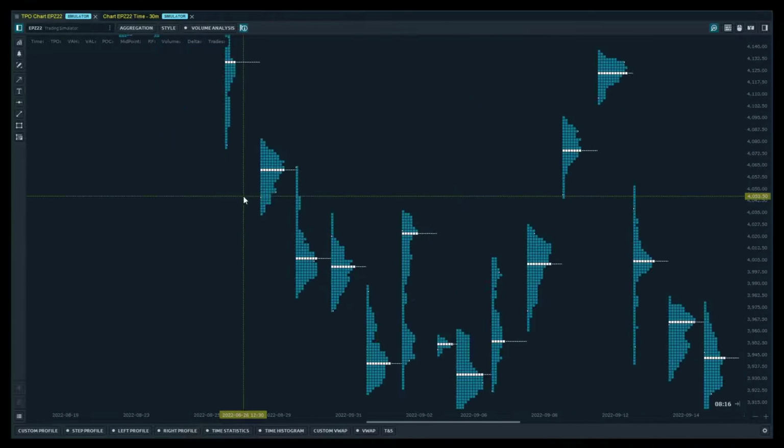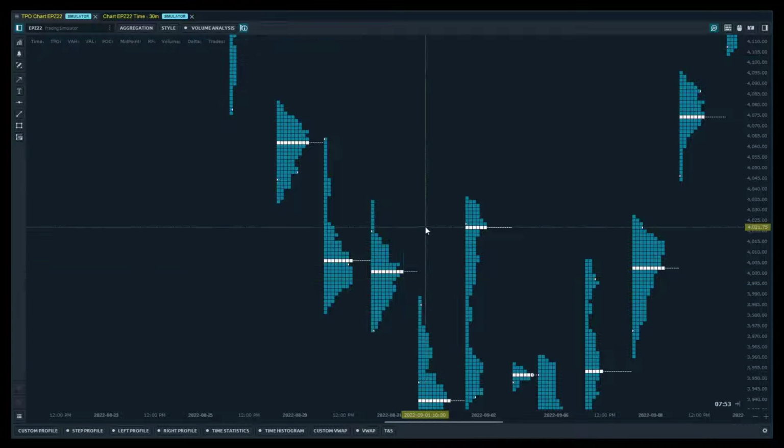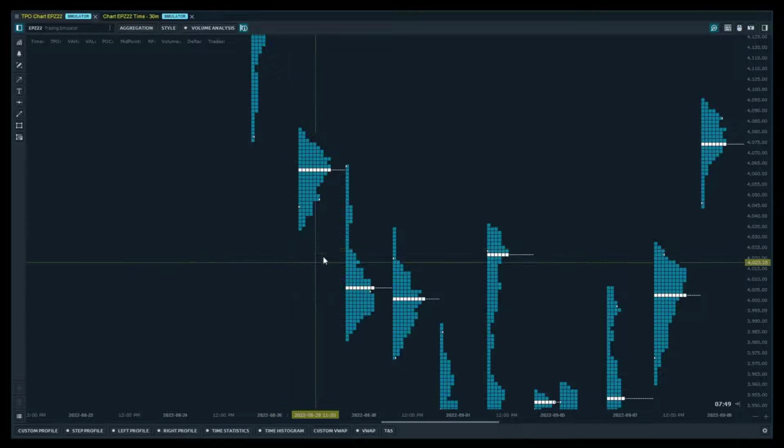We'll go back to August 30th here as a typical b-shaped day. It's characterized by a long single printed selling tail and a D-shaped distribution at the bottom. So traders consider the b-shape to be the opposite of the P-shape, and this is a liquidation break. So meaning where traders are aggressively liquidating their long positions. They're panicking, they're getting out.